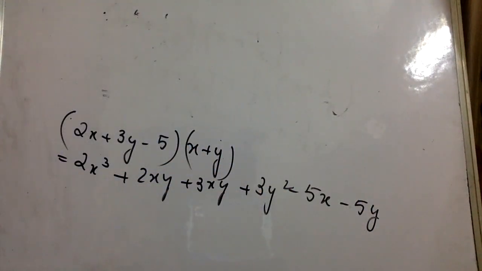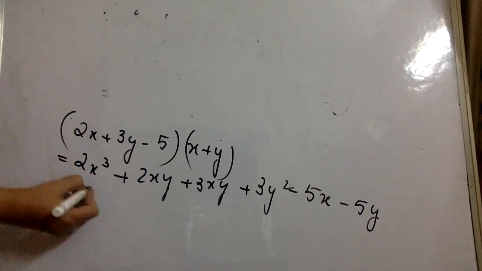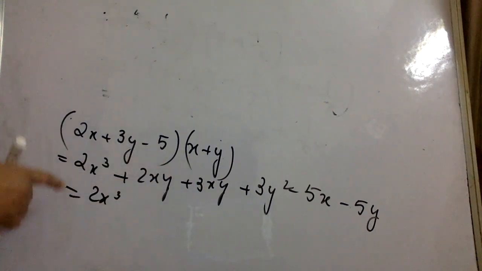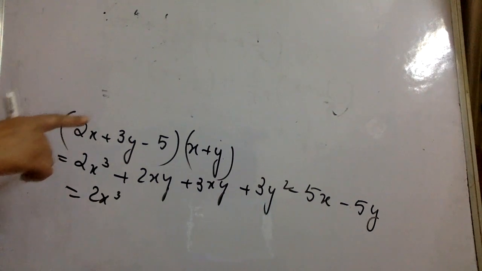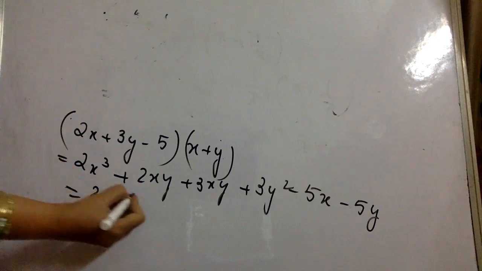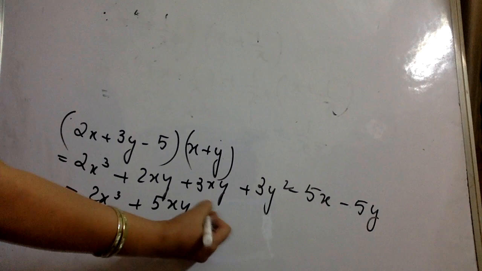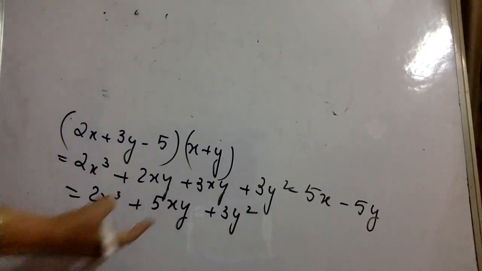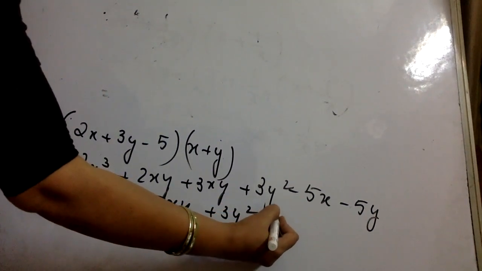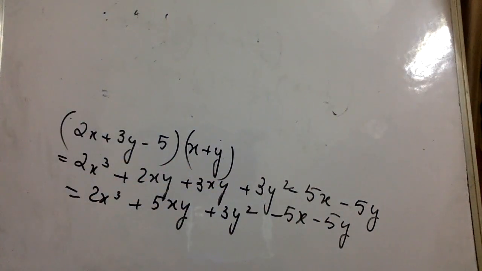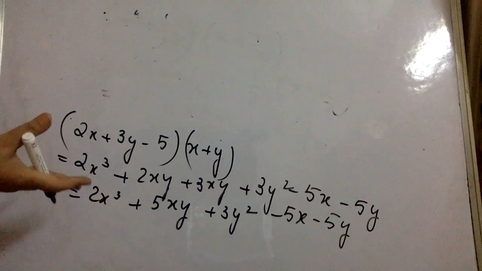Now let me look for like terms. Are there any like terms? This doesn't have, so I'll just write it. I can see one xy and then I can see another xy, and no more xy's. So this is plus 5xy. Plus 3y square, no like terms for this also, minus 5x minus 5y. So this is my final answer.